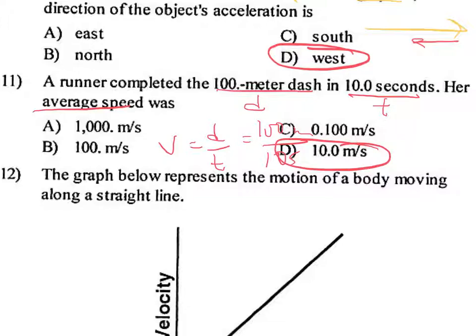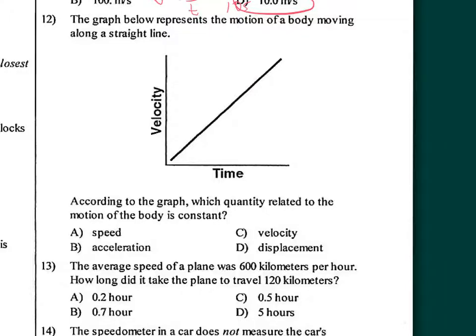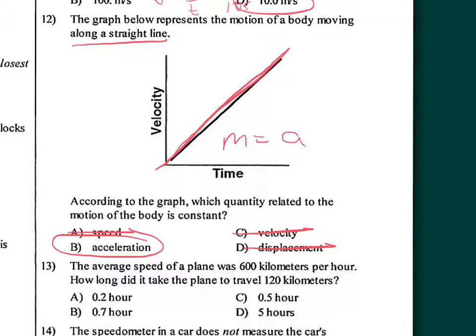choice D. This next graph talks about a body moving at a constant, or moving along a straight line. Okay, that means speed and velocity will be the same. And if you look here, you have a velocity that's increasing uniformly. So according to the graph, which quantity related to the motion of the body is constant? Well, certainly the speed's not constant, neither is the velocity, neither would the displacement be, so the best answer here is acceleration. Remember that slope here is your acceleration.